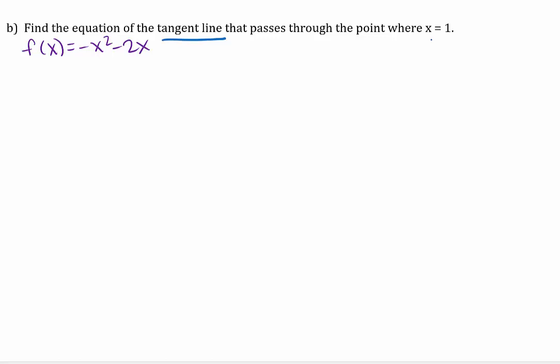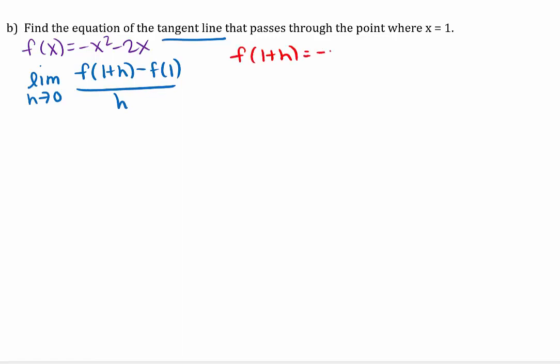So just like in the last problem, the first step is slope. However, unlike the previous problem, to find the slope, I have to now find an instantaneous rate of change. So I'm going to be computing the limit as h goes to 0 of f of 1 plus h minus f of 1 all over h. F of 1 plus h means we take the 1 plus h, we plug it in for x into that function. And I'm going to go through, get rid of parentheses.